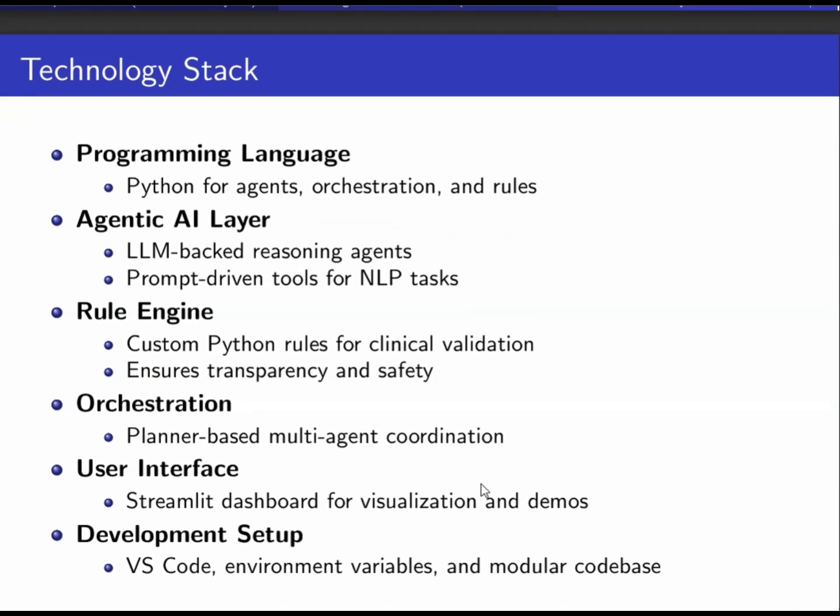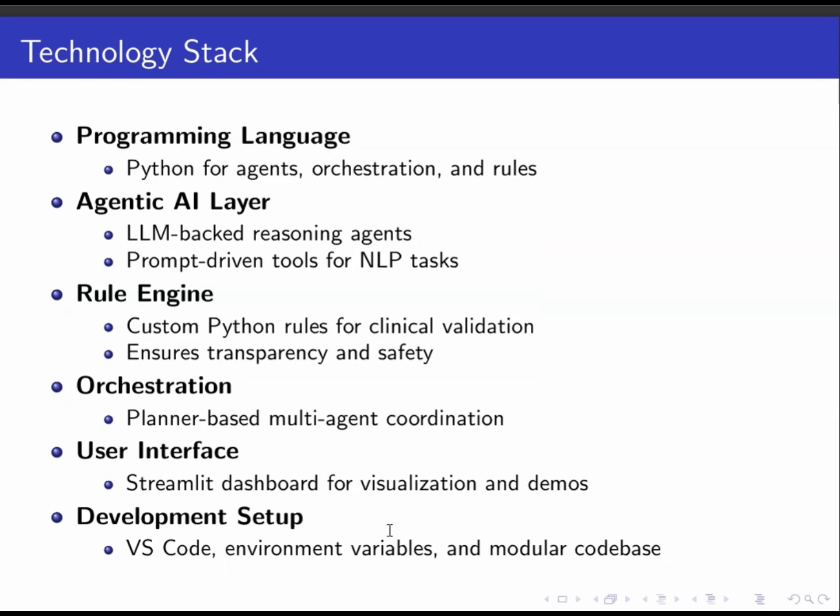I'm using Python to create agents, and then there is an agentic AI layer, which defines the sequence in which the rule is applied. I have an orchestration agent which makes the plan, and the user interface is developed using Streamlit. And I have just used VS Code and modular libraries.